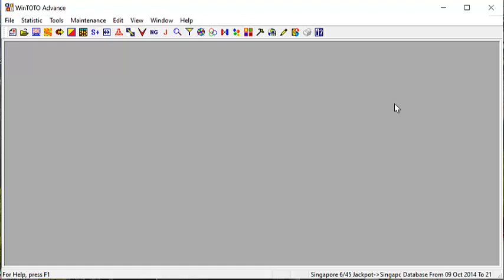Right, now it's time for us to discuss the Toto numbers for this coming draw. Please take note, we'll start off with Singapore data only, in English, followed by Mandarin. But bear in mind that the concept that we share is definitely applicable to all countries' data.